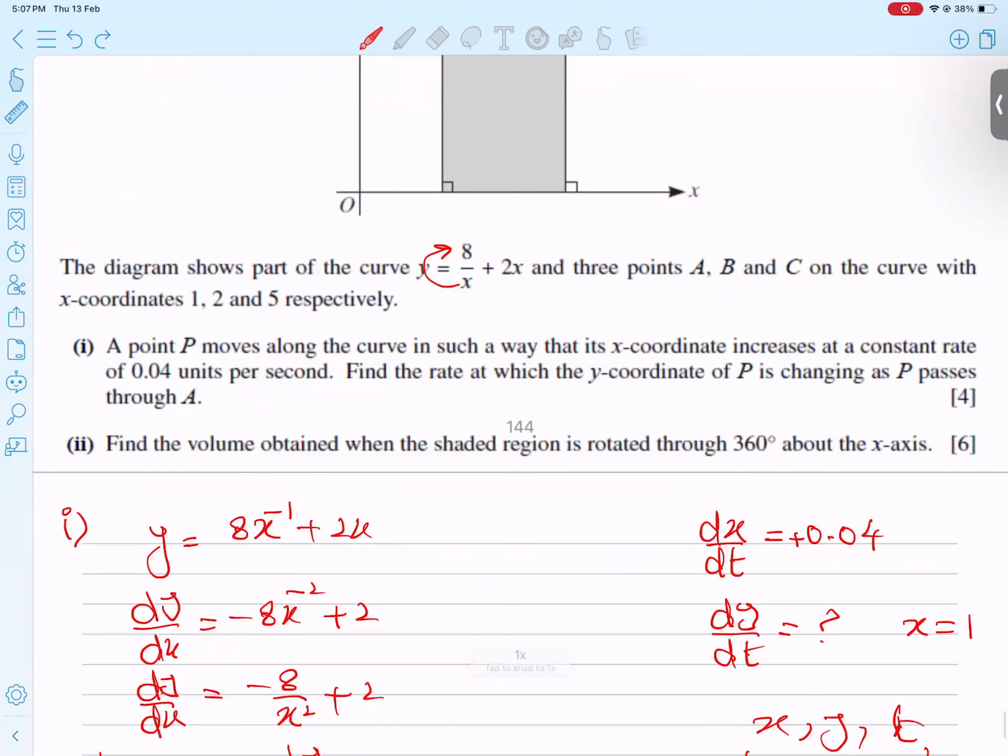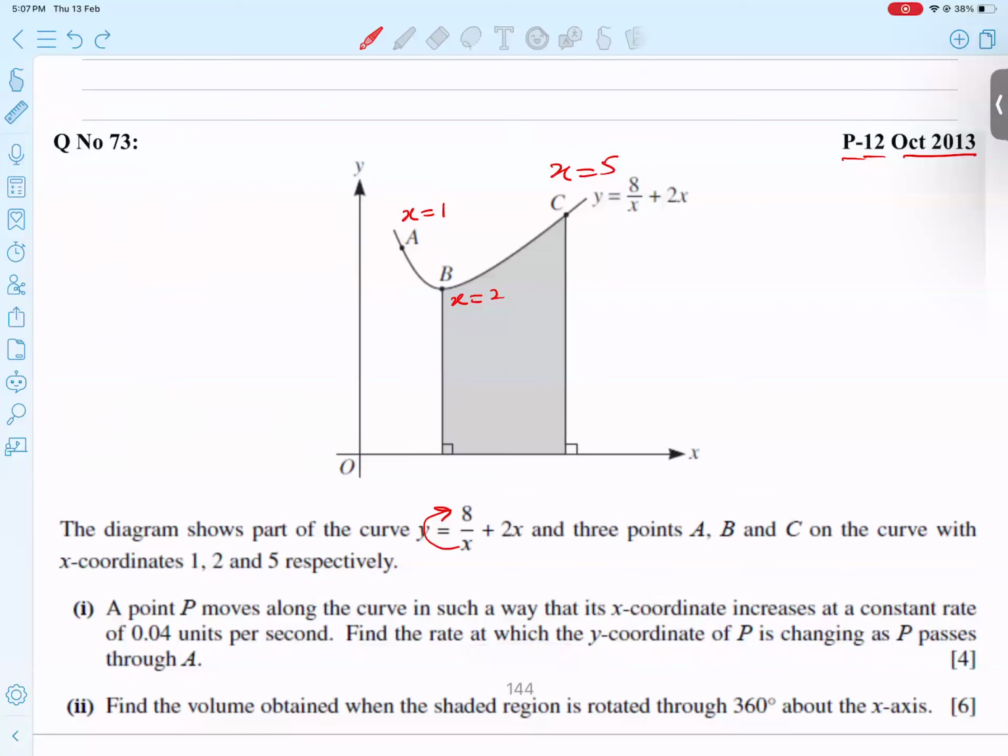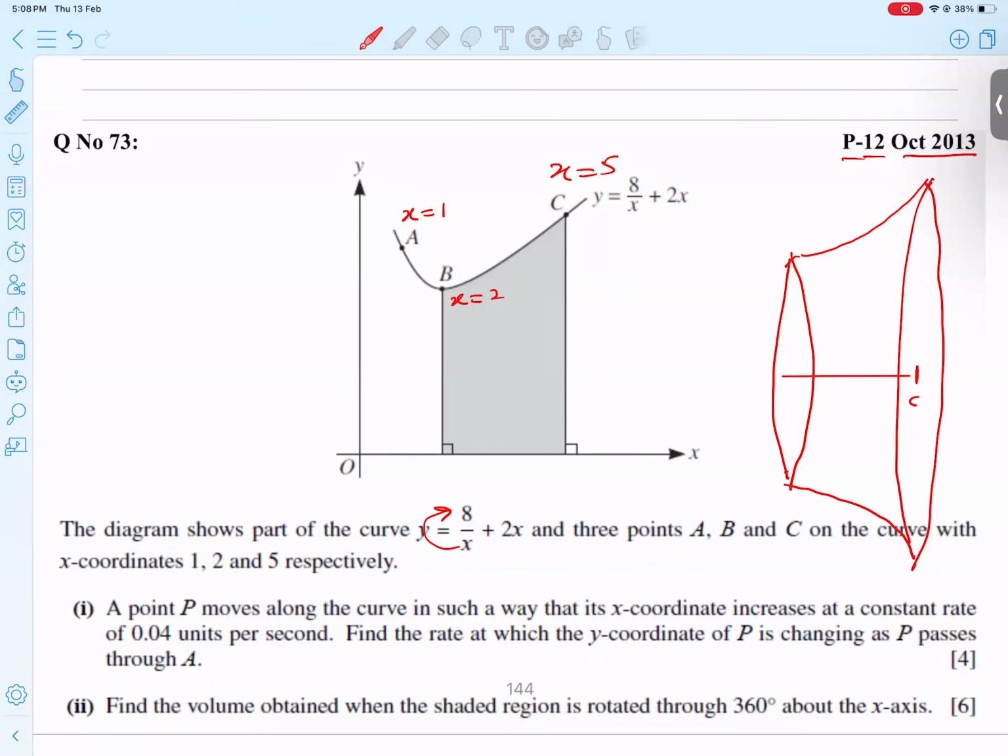So let's talk about the volume part. He's saying that this part of the curve, you see students, look, I show you. Inshallah, I believe you will understand. This part of the curve I drew here. If I rotate this part of the curve, I get this kind of diagram. And this point is 5, and this point is 2. So if I rotate this part of the curve about the x-axis, I'll get this kind of shape.